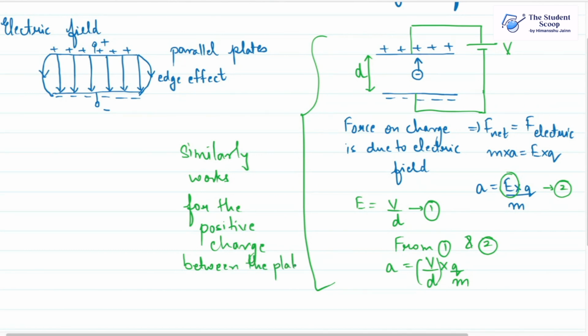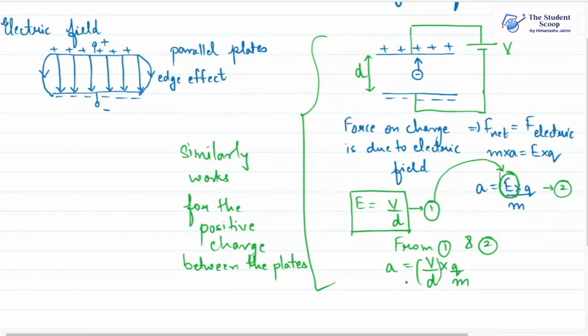Any questions? Can you explain the E is equal to V by d part again? Yes. You understand that the electric field can be calculated as V by d. So in the equation of acceleration, in place of E, can I write V by d? Oh, okay, got it. We're substituting this here basically. So from 1 and 2, we get a is equal to V by d into Q by m.